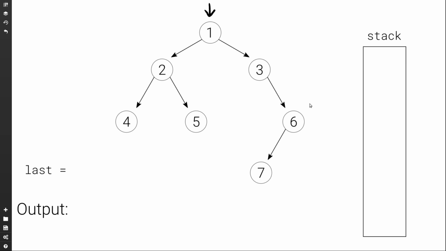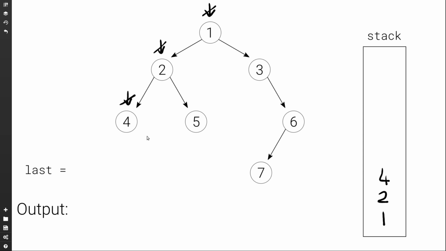And we will push it to the stack and set current to the left. Then again, current is not null. We push it to the stack and we set current to the left. Current is not null. Push it to the stack and set current to the left.